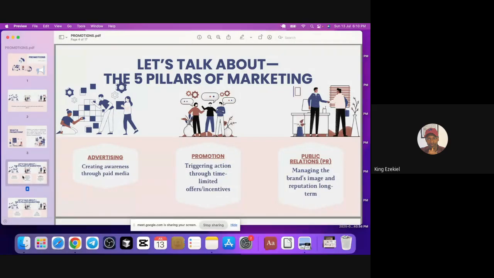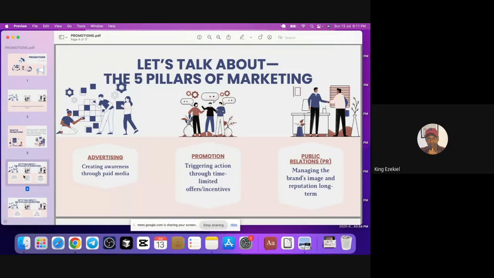So let's talk about the 5 pillars of marketing. Remember I said what this whole boot camp is about, the 5 pillars of marketing, right? Now I've been able to teach you about advertising, how to advertise. But I realized that a lot of people at the end of the day might still confuse advertising for promotion. So I put it here after advertising so that I can explain it briefly to you.